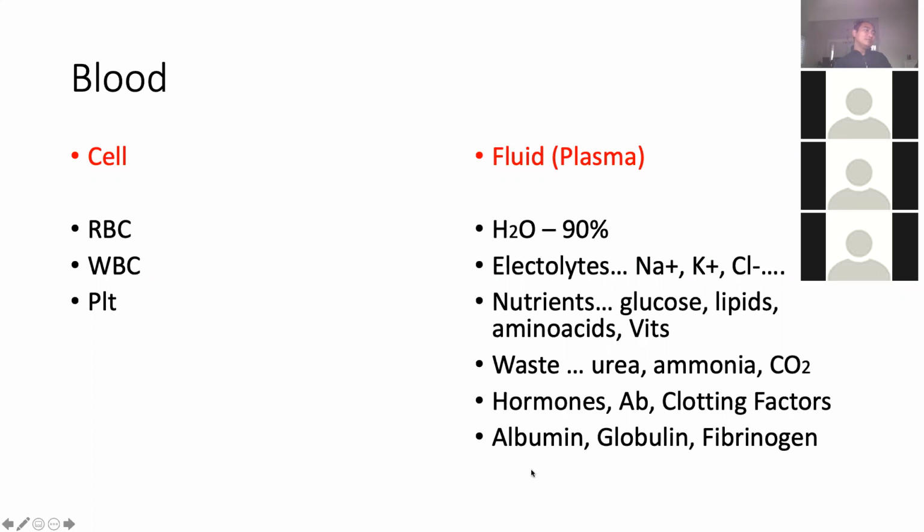And of course, there are proteins like amino acids in it: albumin, globulin, and fibrinogen. But we have separated these types of amino acids into a slightly different group because they have their own merits and they are important. And cells: RBC, WBC, and platelets.